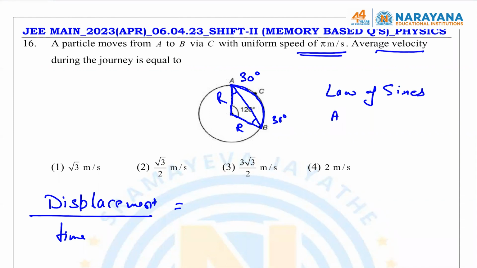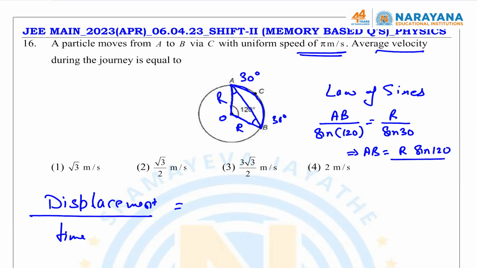So the distance AB over sine of the angle opposite to that 120 is equal to the distance OA over sine of the angle opposite to that 30 degree. So that gives you AB is equal to R into sine 120 over sine 30. Sine 120 is as good as sine 60. So root 3R. So AB is root 3R.